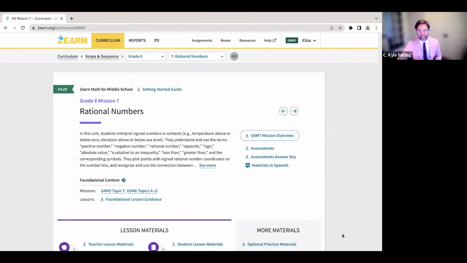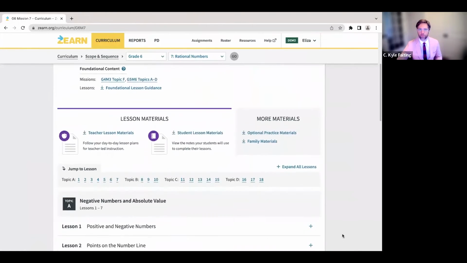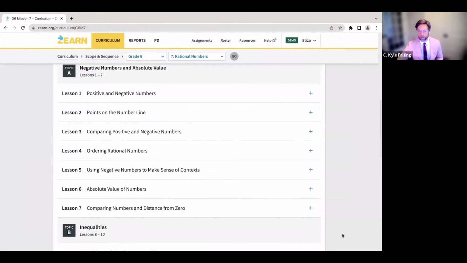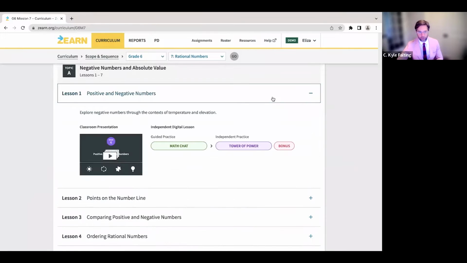Let's hop into grade 6, mission 7, titled Rational Numbers. We'll start at the beginning of the mission with topic A, negative numbers and absolute value. We're going to work through both the guided practice and independent practice portions of lesson 1. Understand that both portions of every lesson have built-in intervention and just-in-time support that launches at the precise moment of misunderstanding. We'll see a few examples of that as we go.